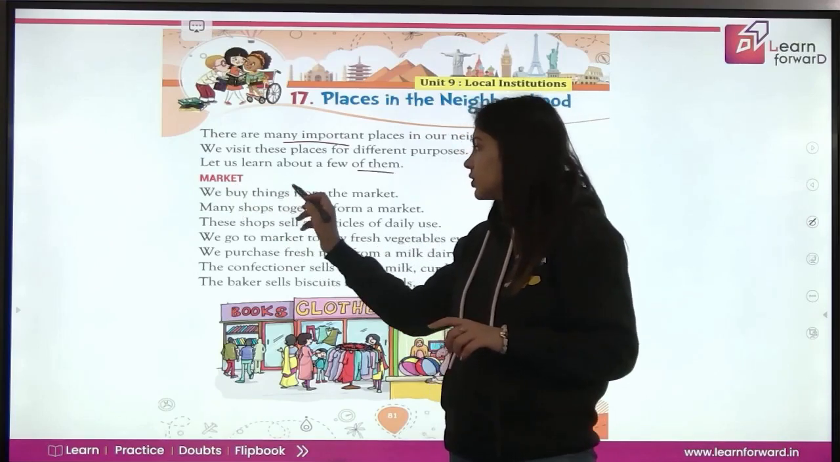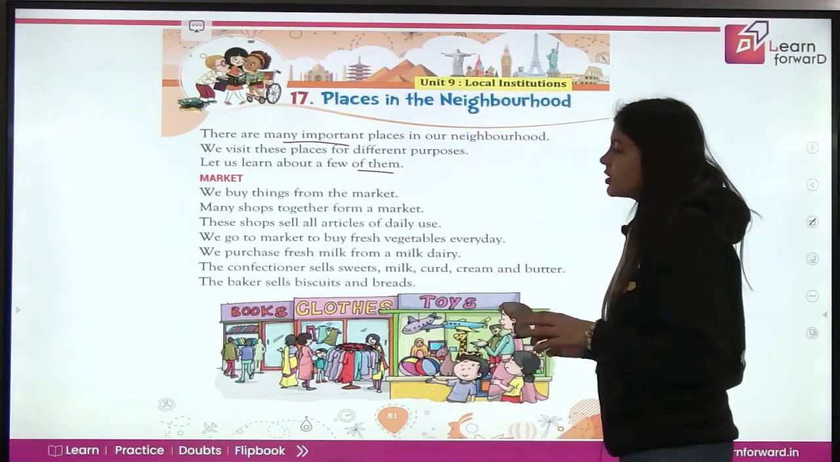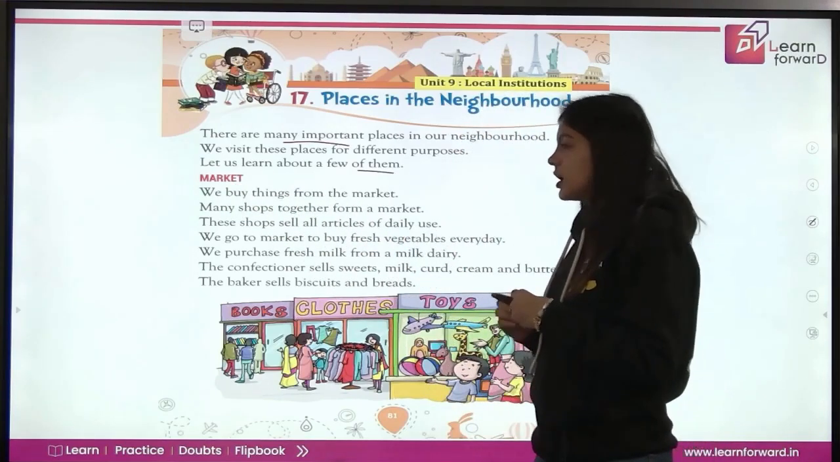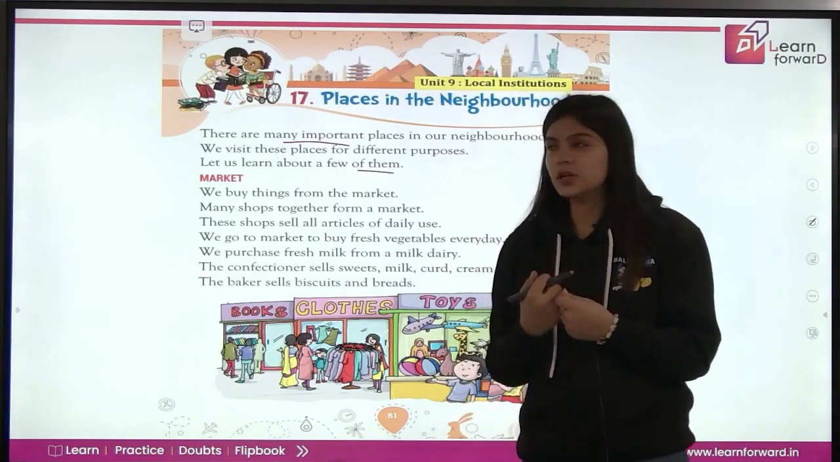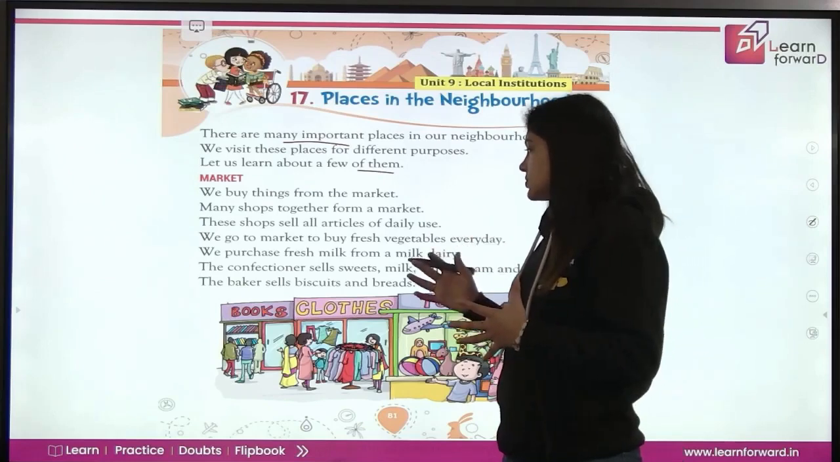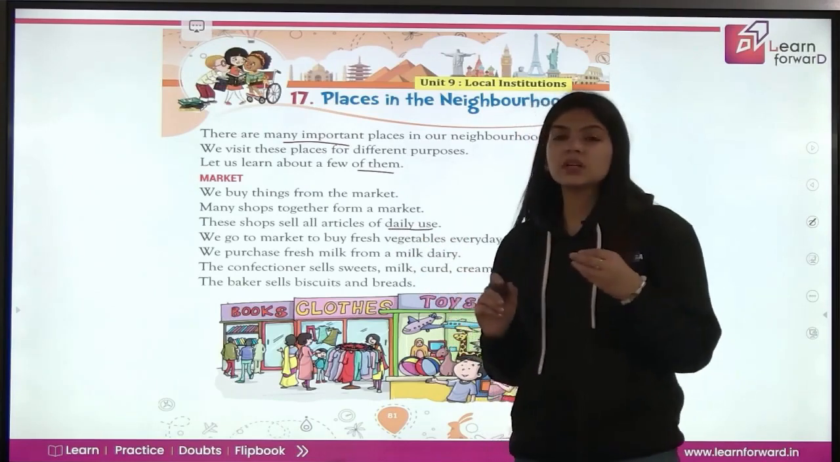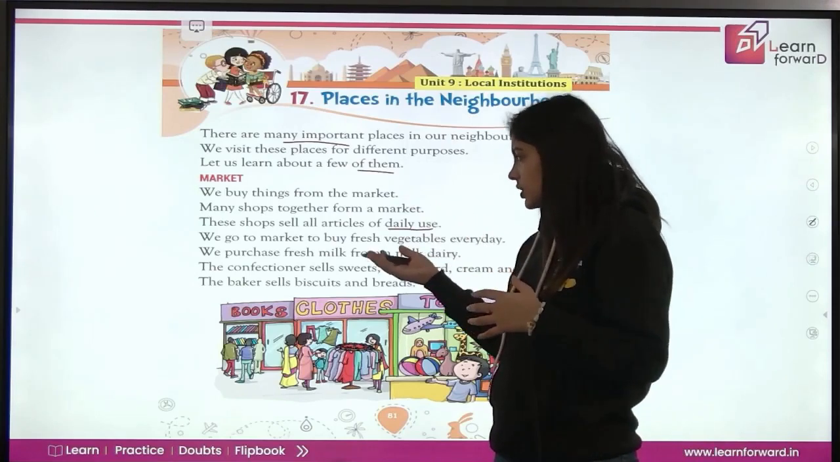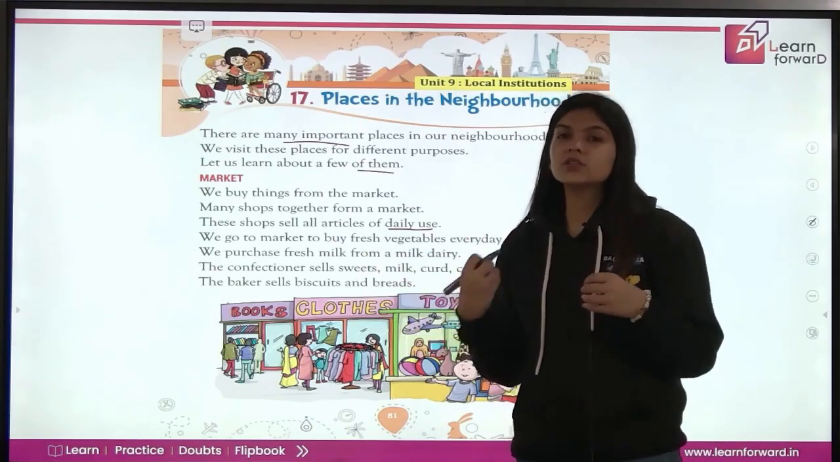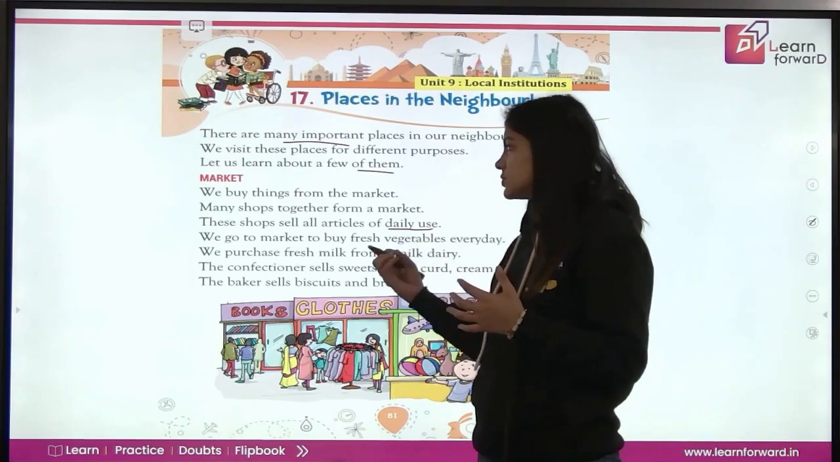First is your market. We buy things from the market. Many shops together form a market. मार्केट से हम बहुत सारी चीजें खरीदते हैं, बहुत सारी शॉप्स मिलके एक मार्केट बनाती हैं. These shops sell articles of daily use. The things which we need in our daily use are sold in these markets. We get the things of daily use from these markets only.